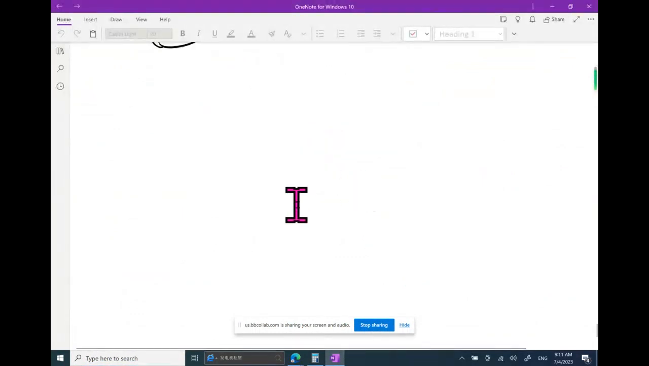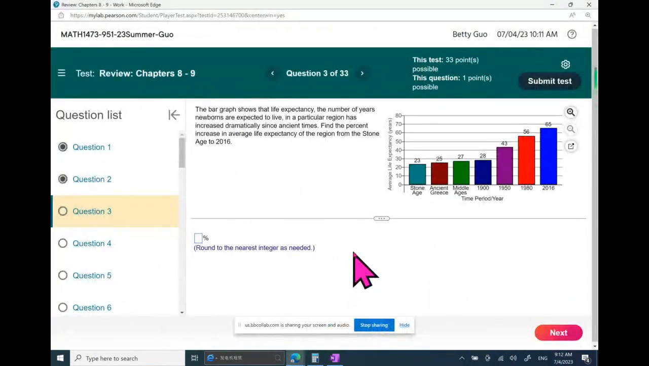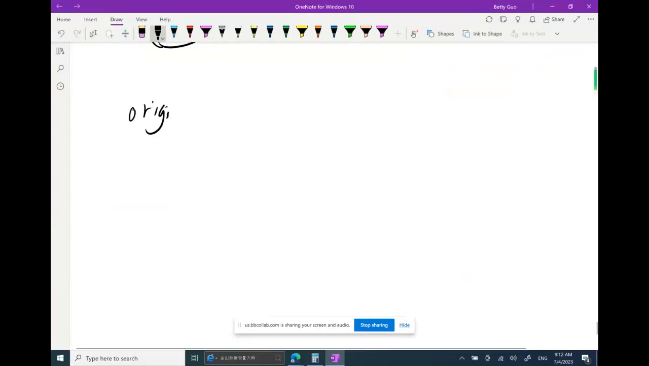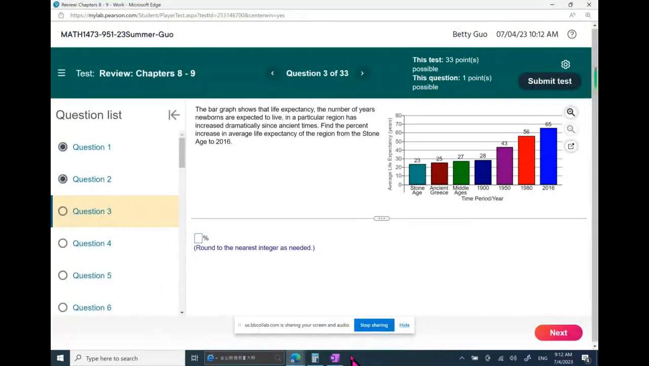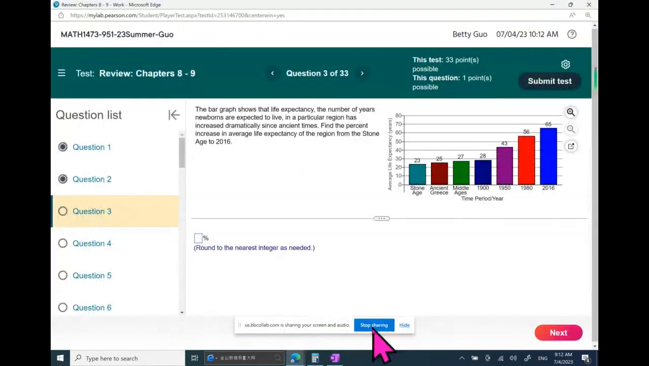Remember in my video, I emphasize whenever you need to find the value for percent increase or percent decrease, the first thing you need to do is to write down original value and new value. So here we are considering from Stone Age to 2016, right? As you can see, the life expectancy for Stone Age is 23. So I'm going to write original. You're going to do the same thing on your scratch paper. Original, what is it? 23. And the new is increasing, so from original to the new 2016. The new value is 65.